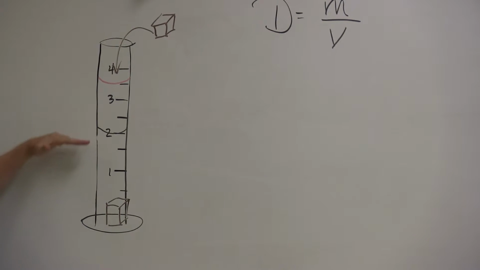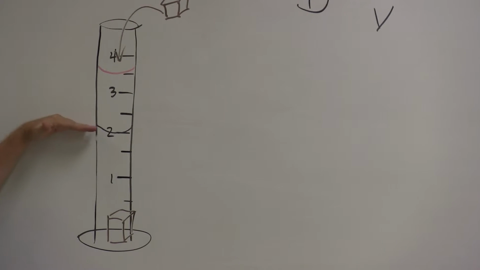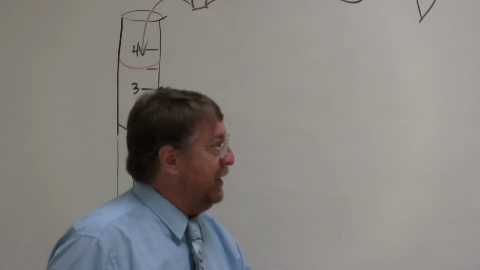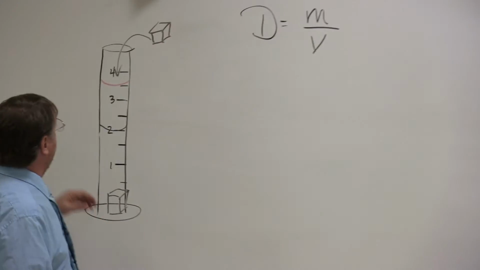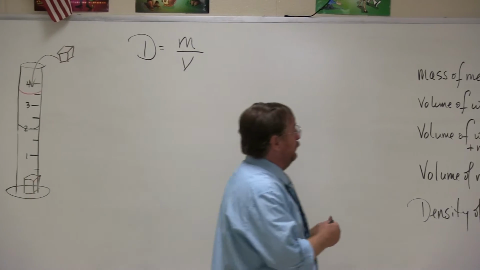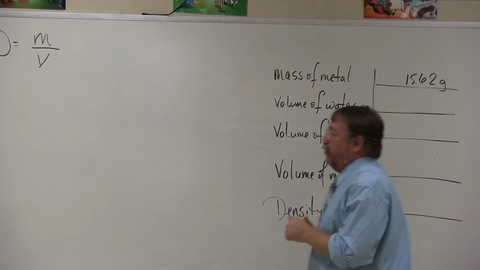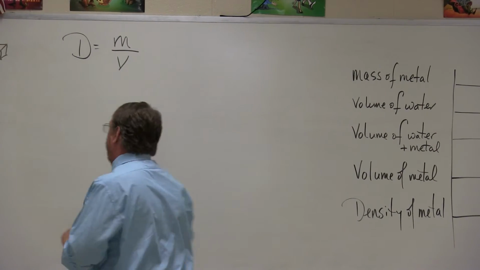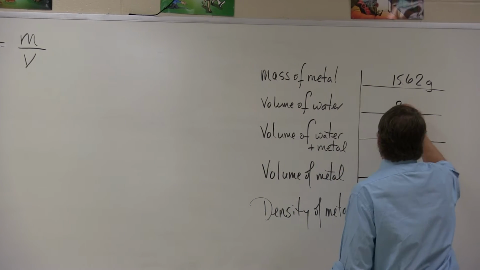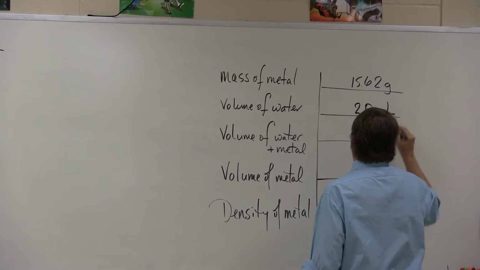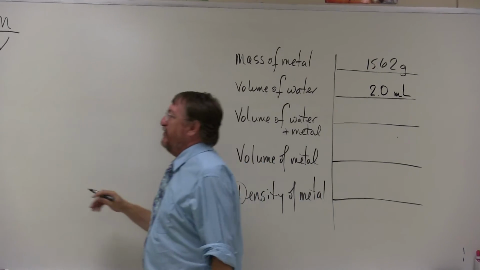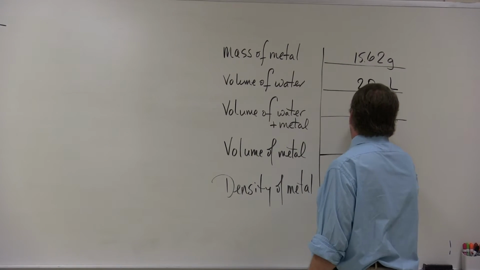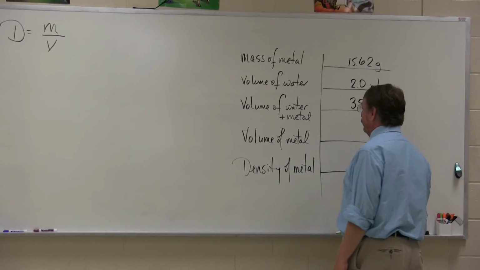Now, we can see the labels on our graduated cylinder: 1 milliliter, 2 milliliters, 3 milliliters, 4 milliliters. So let's fill in our experimental data table. This would be our lab sheet that we have here. The initial volume of water is 2 milliliters. And since we know we have markings to the half milliliter, we can do this to 1 decimal place. So we're going to have 2.0 milliliters. The volume of water once we added the metal is now 3.5 milliliters. So we have 3.5 milliliters.